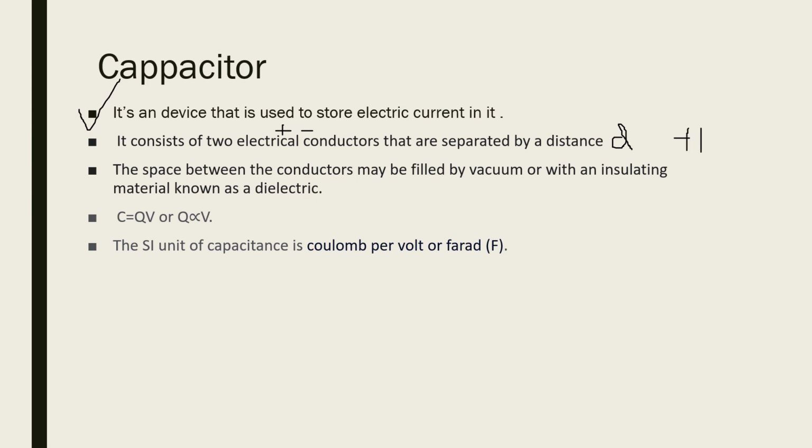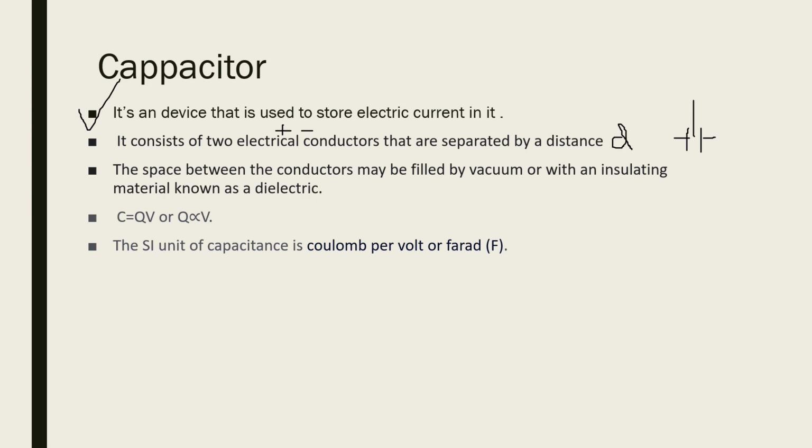Now this symbol shows us two plates that are connected by the battery, or we can say connected by the source, and there is a distance between them. The space between the conductors may be filled by vacuum as well as insulating materials called dielectric. There can be free space in it, which is known as free space permittivity. There can also be glass between them, which we call a dielectric.